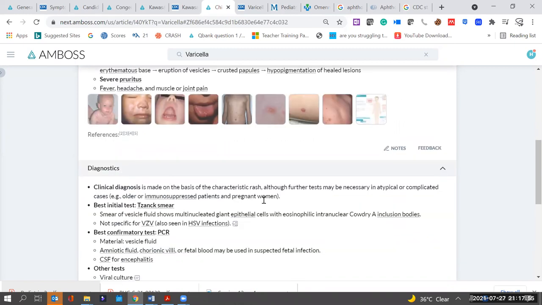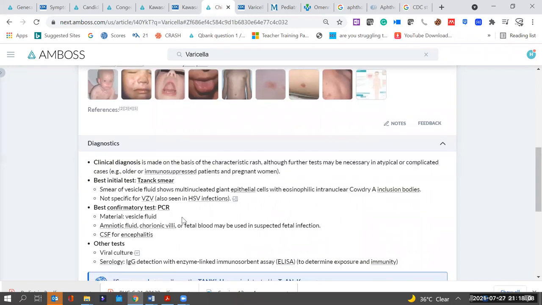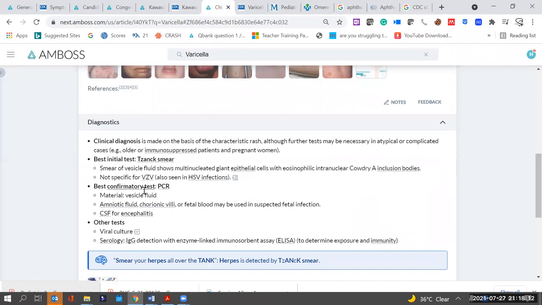Clinical diagnosis is made on the basis of the rash. You will see the pattern of the rash and ask the mother, or if the patient is immunocompromised, older, or pregnant, in pregnancy also it can happen. So the best initial test is the Zanck smear. We have already discussed some viral testing: viral culture, and PCR will be the most accurate test, of course. These are the best confirmatory tests, PCR or viral culture.